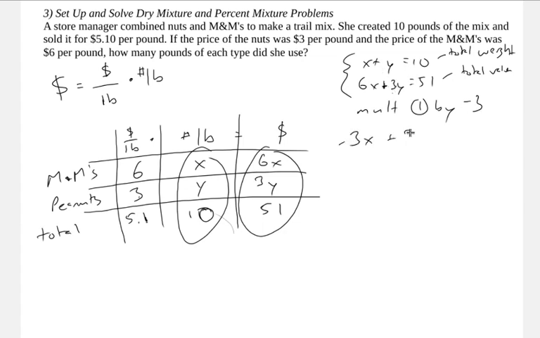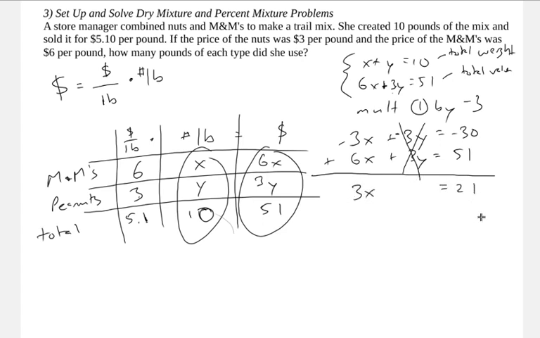So I get negative 3x plus negative 3y equals negative 30, and 6x plus 3y equals 51. I can add these vertically, and the reason I'm doing this is because now the y terms will cancel out. I get 3x equals 21. Negative 30 plus 51 is 21. Divide both sides by 3, I get x equals 7. And to find y, well, x plus y equals 10. 7 plus y equals 10 means y equals 3. So that means it must be 3 pounds of M&Ms.